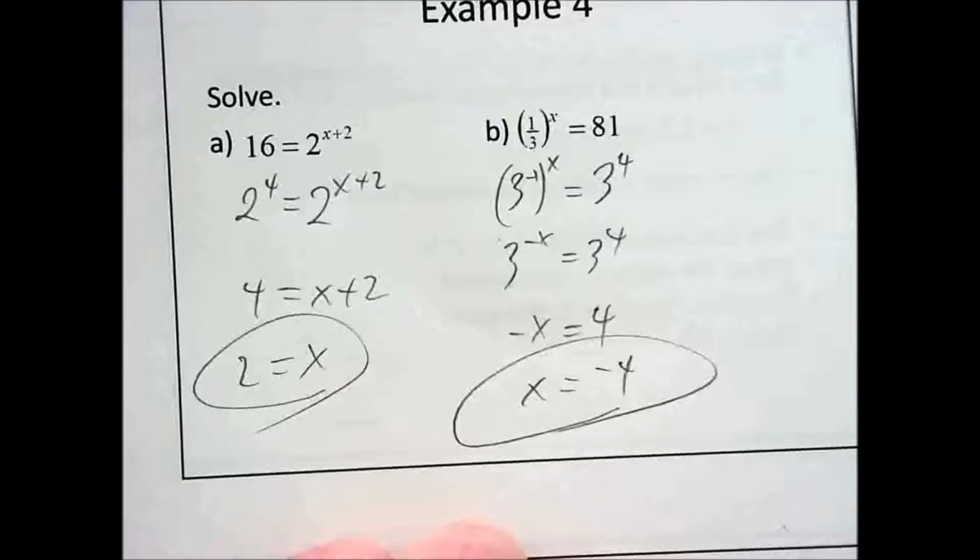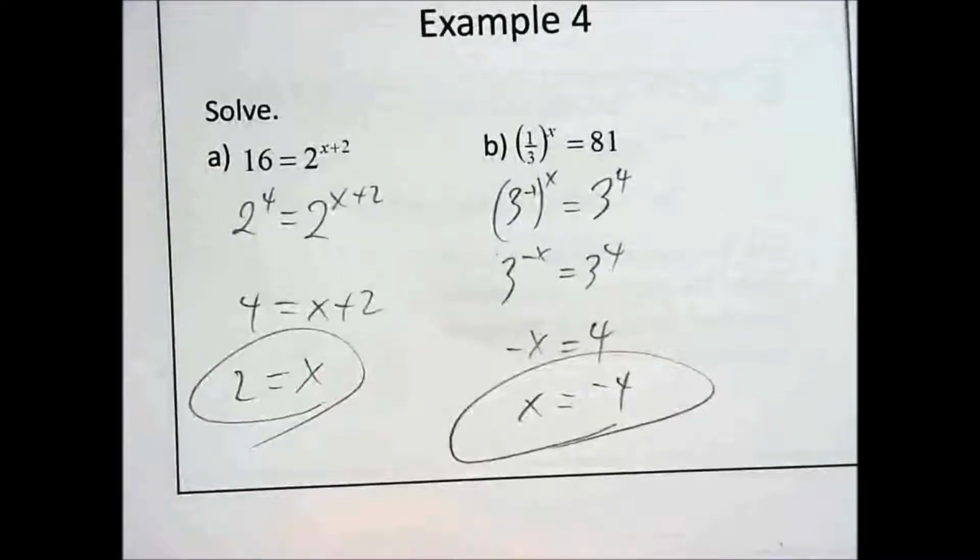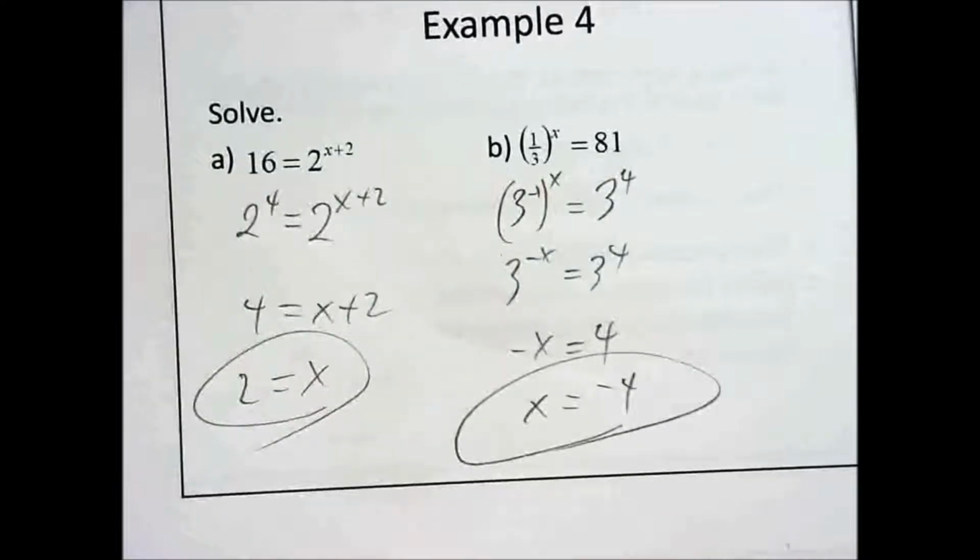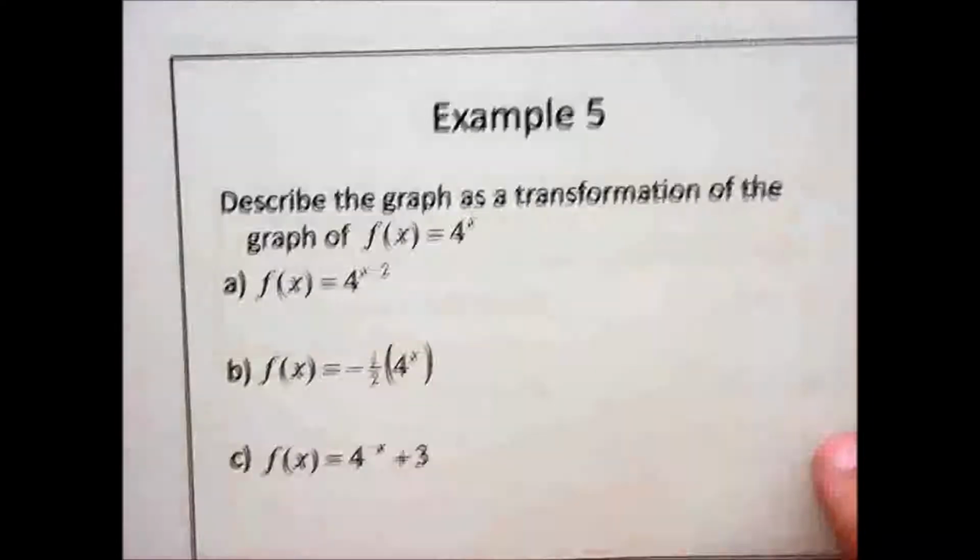Because when we get into logarithms and stuff, you're going to need this. But this is a way to solve simple problems. If you can manipulate them to get the same base, you can do this process. It's a one-to-one property. Now, graphically, transformations, all your standard transformation rules apply.